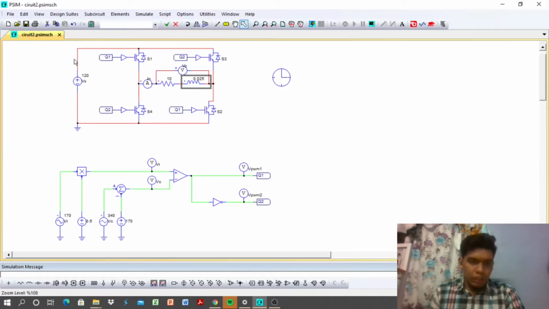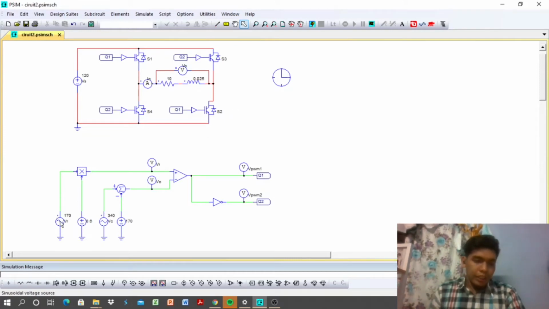The single-phase inverter that we know is, by using the positive half cycle, S1 and S2 will be turned on, but S3 and S4 will be turned off. During the negative half cycle, S3 and S4 will be turned on and S1 and S2 will be turned off.